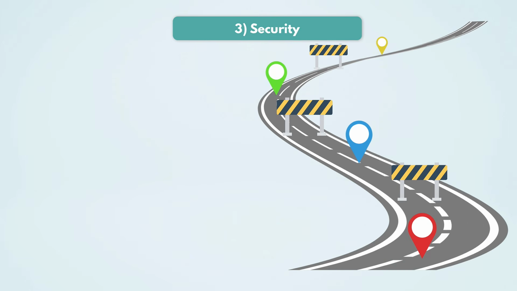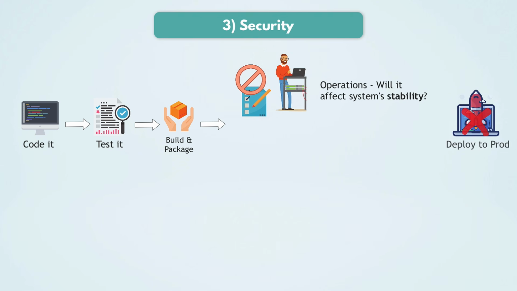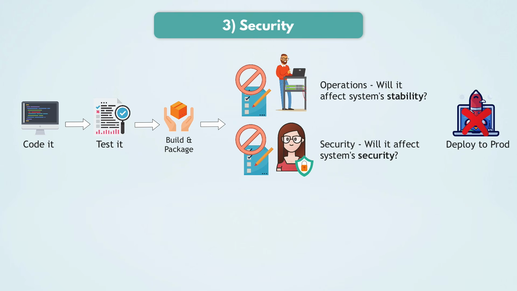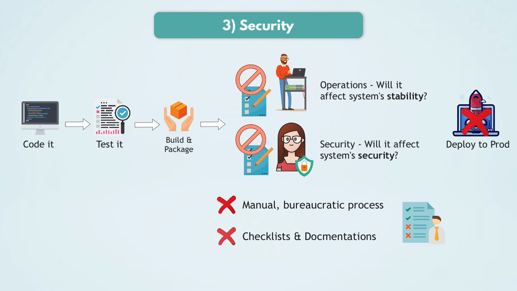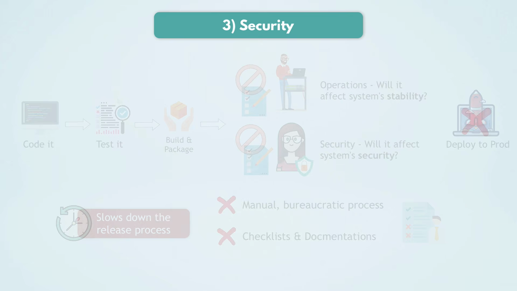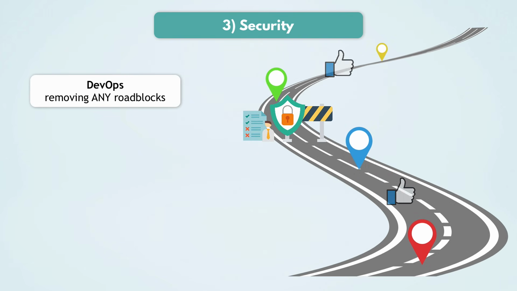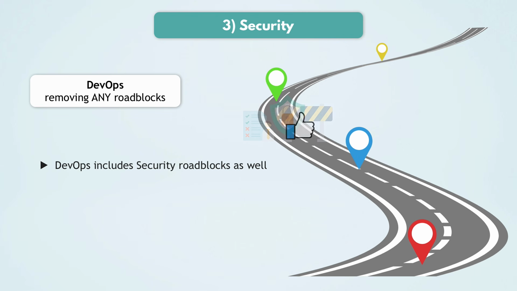Another showstopper when releasing a feature is security. Just like the operations team carefully evaluates any changes to make sure they won't affect system stability, the security team will evaluate any changes to make sure they don't affect system security. And in a traditional setup, this is the same manual bureaucratic process as operations, which takes days or weeks and slows down the release process. And as I mentioned, DevOps is about removing any roadblocks that slow down the process. So it includes this one as well.